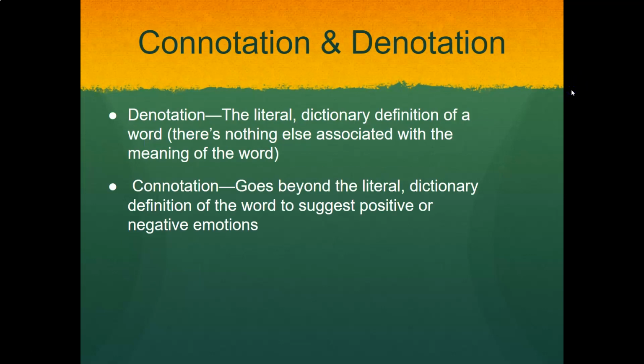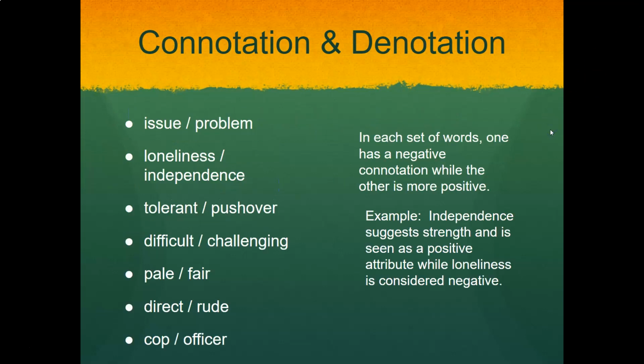And then this takes us to connotation and denotation. Denotation refers to the literal dictionary definition of a word. So there's nothing else associated with the meaning of the word. Whereas connotation goes beyond the literal dictionary definition of the word to suggest positive or negative emotions. Let's look at some examples. So in each set of these examples, one word has a negative connotation while the other is more positive. For example, independence suggests strength and is seen as a positive attribute, while loneliness is considered negative.